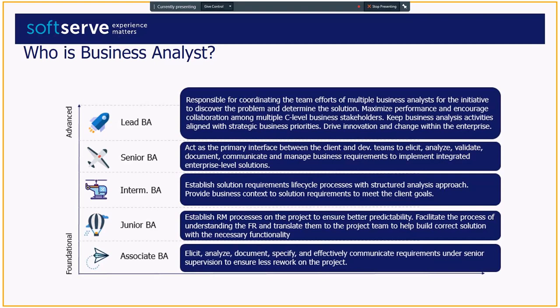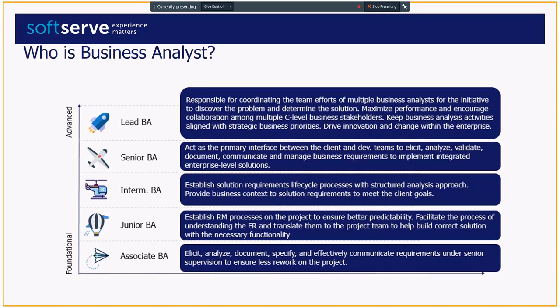Junior BAs are the first level of independent BAs that can be found in our company. Those are the people that can work by themselves with the customer. They can establish the requirement management process and translate all the functional requirements to the project team. So that's the actual bridge that I've been telling you about: the bridge between the functional requirements that the customer is reporting and the technical requirements that then need to be gathered by the development team and addressed.